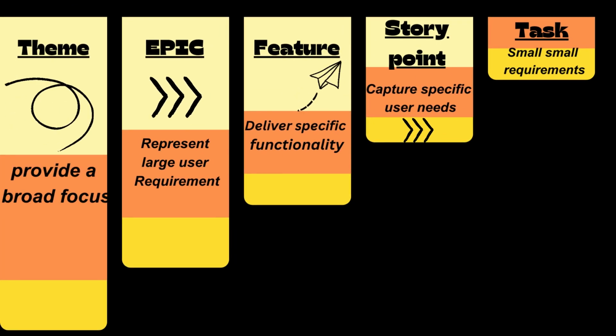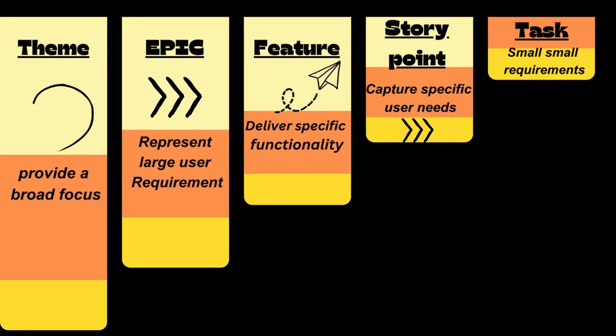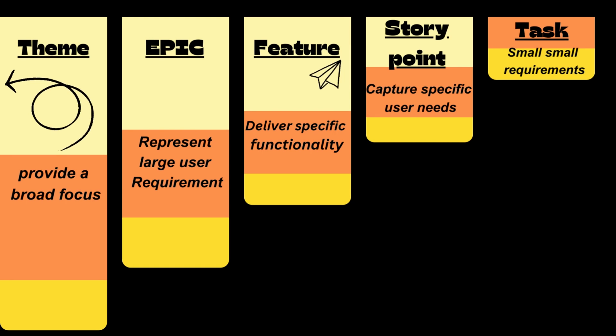In summary, themes provide a broad focus. Epics represent large user requirements. Features deliver specific functionality. User stories capture specific user needs, and tasks break down user stories into actionable steps for implementation. These components help prioritize and organize the work in product development.